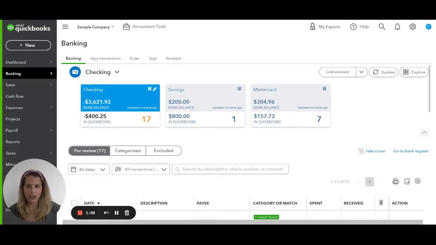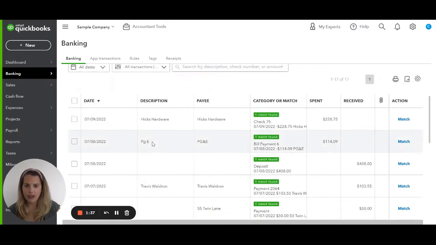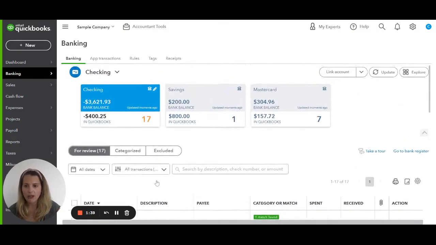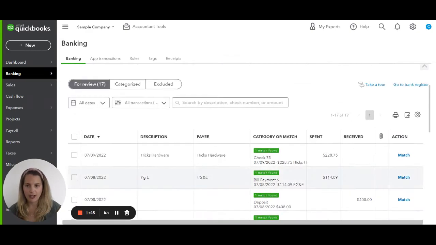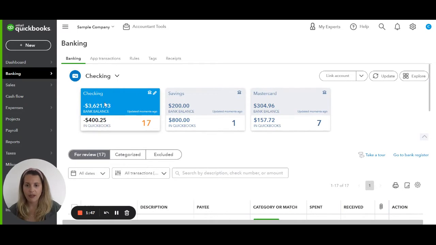Second issue that we see is a discrepancy between the bank balance and the QuickBooks balance. So you can see those are listed right here for each account. If there are transactions that still need to be categorized, that can cause the discrepancy. So first, you'll want to clear out all of the remaining transactions here and then see if you still have a discrepancy, because these numbers should always be the same. And if they're not, then we know we have an issue. And that leads me to the third thing.